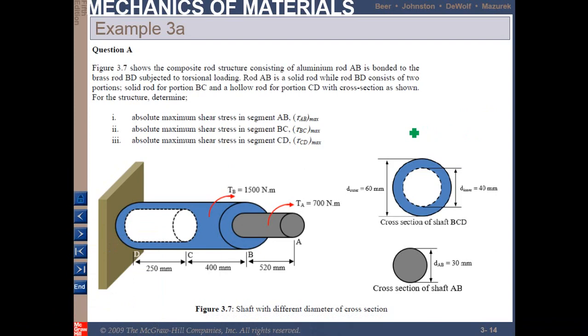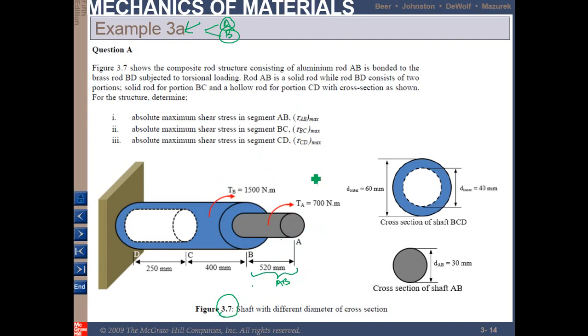Okay, let's have a look at another example, example 3a. It has two questions, A and B. Figure 3.7, which is this, shows the composite rod structure consisting of aluminium rod AB. So this gray color is AB, from here to here. This is the AB rod.